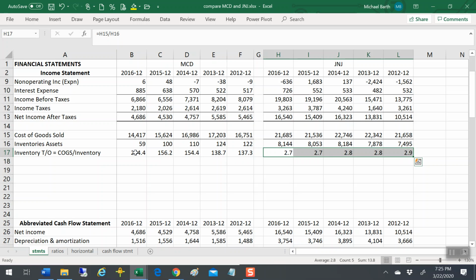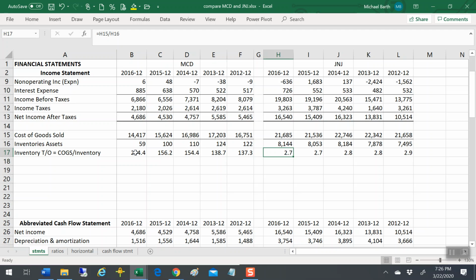If we look over here at Johnson & Johnson, theirs is a little bit different. They have a relatively large amount of inventory for the years that we're showing here. I doubt it will have changed much. If we look at this, it says 2.7, which means that the cost of goods sold is 2.7 times the size of their inventory. And that means roughly 2.7 times a year they turn over or sell off all their inventory.